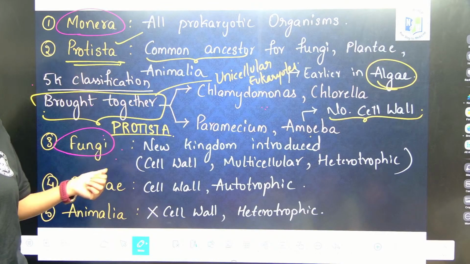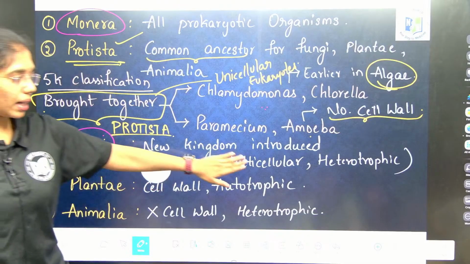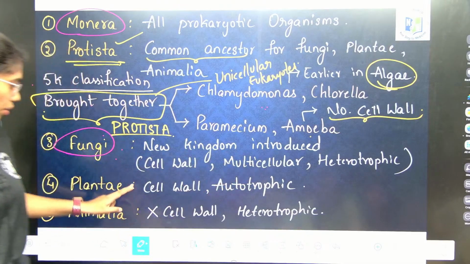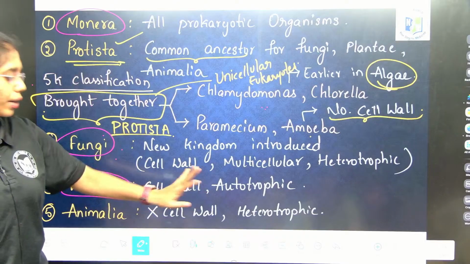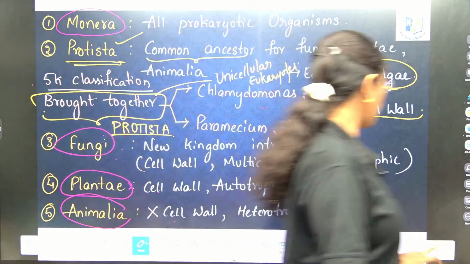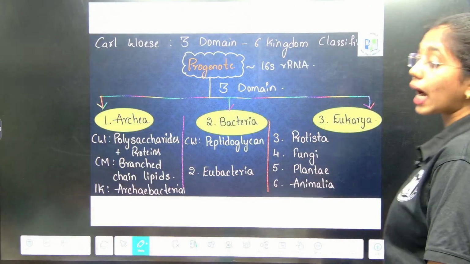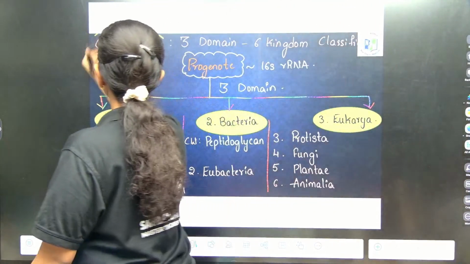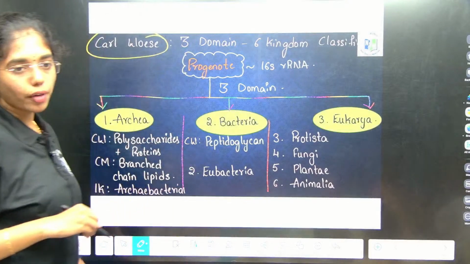Next, fungi, which is a new kingdom introduced in which classification? 5 kingdom classification. It has cell wall, multicellular structures and is heterotrophic. Plantae, cell wall and autotrophic. Animalia, it does not have cell wall and it is heterotrophic. Carl Woese, who has given us the 3 domain 6 kingdom system of classification.